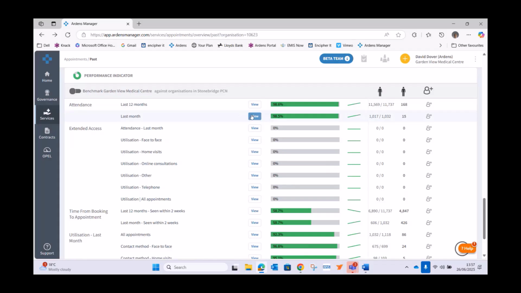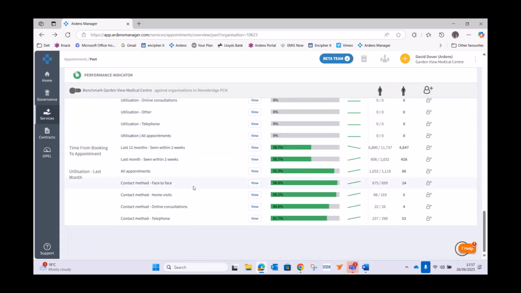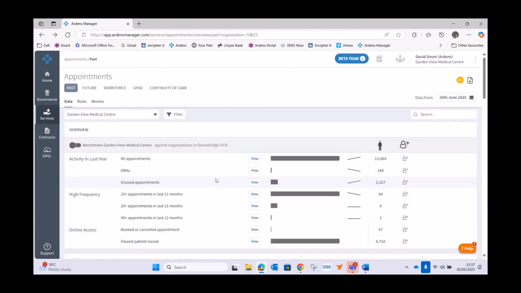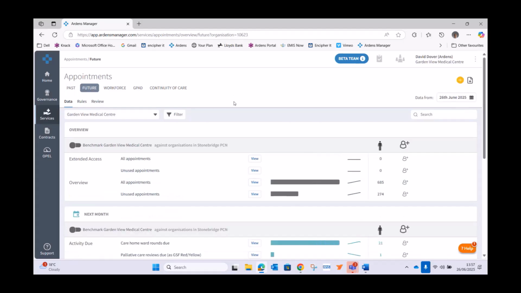So all of your attendances, and those can be broken down. Everything that's on here may be baby steps for you initially, but it's giving you all of that rich information that your appointment system holds currently, that you can see in Ardens Manager, that you can interpret and then make decisions on going forward, on how to combat these DNAs and so on. Along with that, you've got all of your future appointments, which looks forward for the coming month.